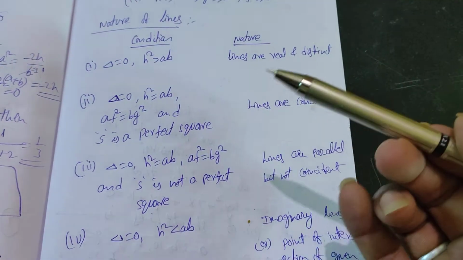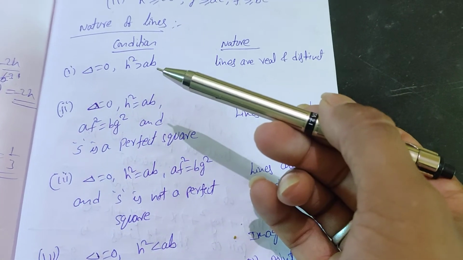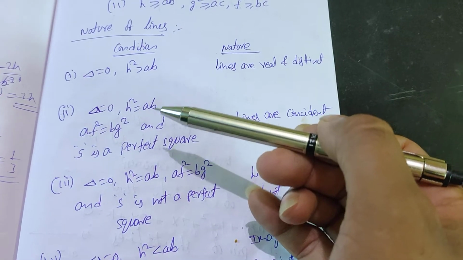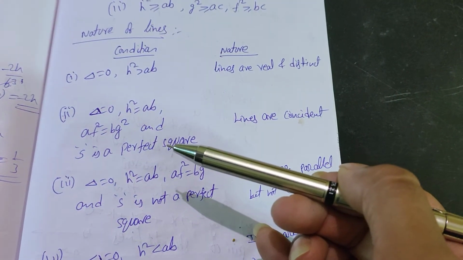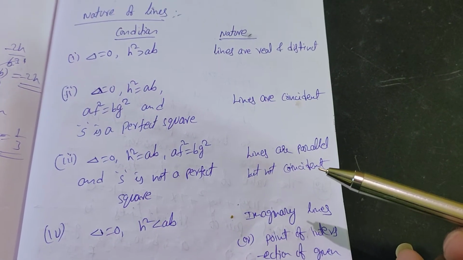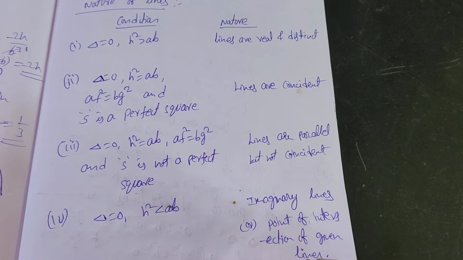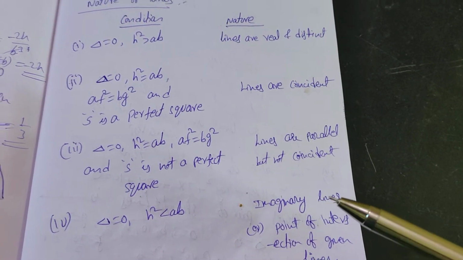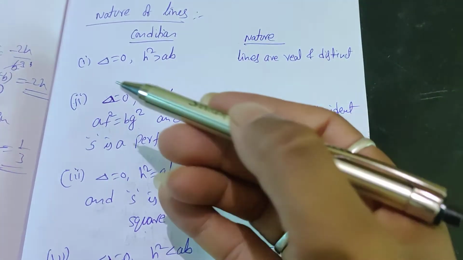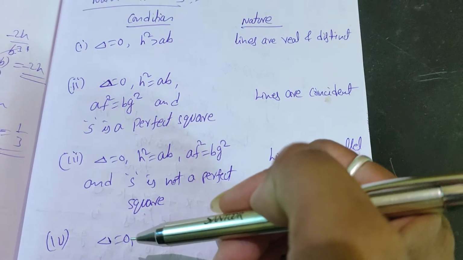So to get the nature of the lines, you have to find h square and ab. If h square is greater than ab, directly you write this one. If h square is equal to ab, then check whether it is possible to make a perfect square: if yes, the lines are coincident; if not a perfect square, the lines are parallel but not coincident. If h square is less than ab, the point of intersection of the given lines, you can say those lines are imaginary lines. So try to avoid finding delta; if necessary, we have to go to this condition also.